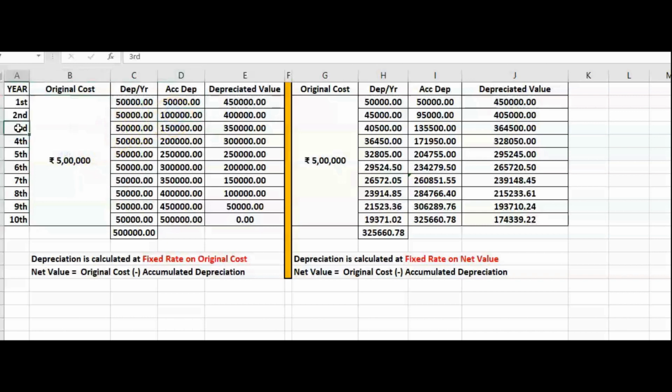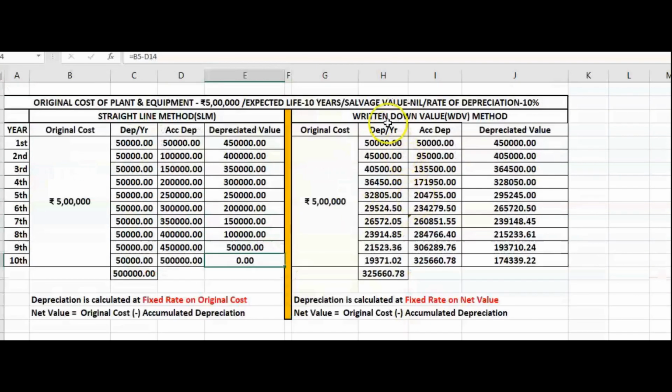The same process would be continued for the third year, fourth year, fifth year till the 10th year. Here you will find that the depreciation for each year remains constant and the accumulated depreciation at the end of the 10th year is equal to the original cost. And the depreciated value at the end of the 10th year becomes nil.